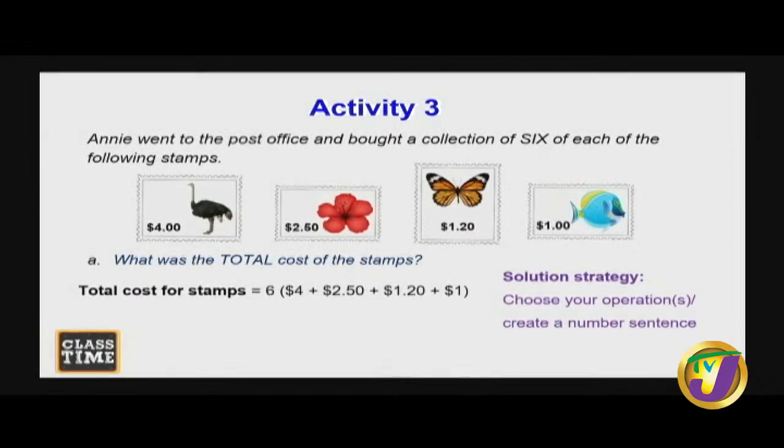On screen, we chose a different approach. We went ahead and added the values for the stamps first, and then multiplied that result. So all the stamps, if you bought 1 of each, would have been $8.70. But we know you bought 6 of each, so we simply multiply that cost by 6. And so Annie would have paid $52.20 for the 24 stamps. There you go.